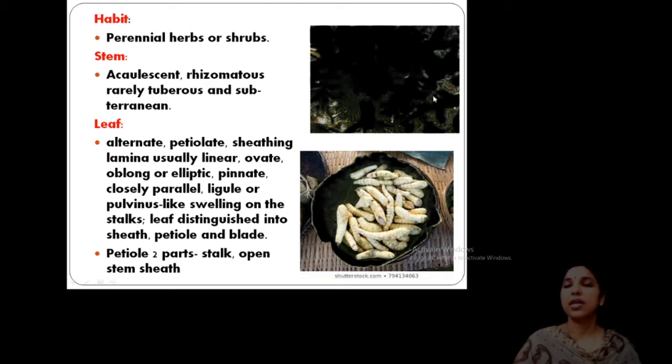Here, a swelling or pulvinus-like structure is present, and the leaf is also distinguished into three important parts, that is sheath, petiole and blade. So the sheath is the basal ligule-like structure, then a long petiole and a large blade. Clear? So, three important parts for the leaf. Then the petiole has two important parts: stalk and open stem sheath. So the leaf is very important in Marantaceae.